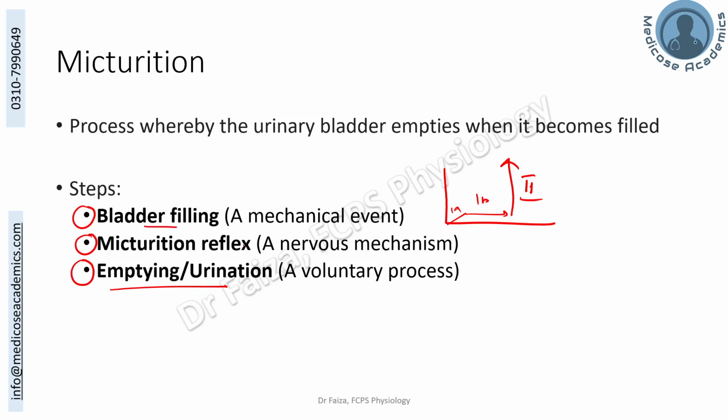So bladder filling leads to the micturition reflex, which is majorly a parasympathetic reflex, from the stretch receptors of the bladder via the pelvic nerves to the sacral segment of the spinal cord. From there, again via the parasympathetic fibers to the detrusor and internal sphincter muscle, and via the pudendal nerve to the external urethral sphincter.